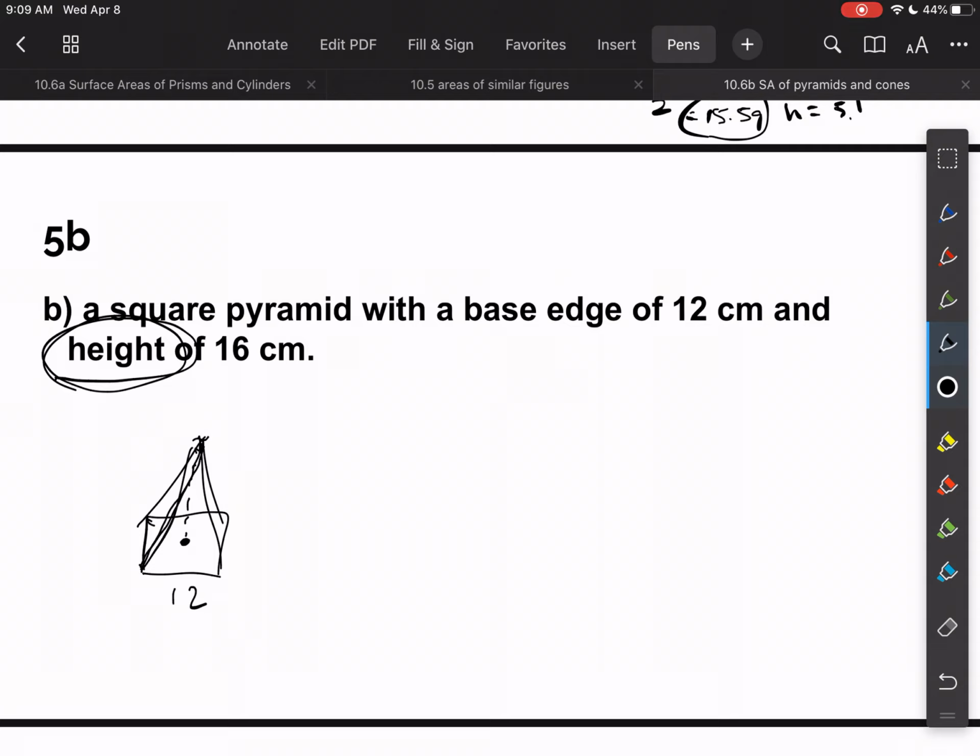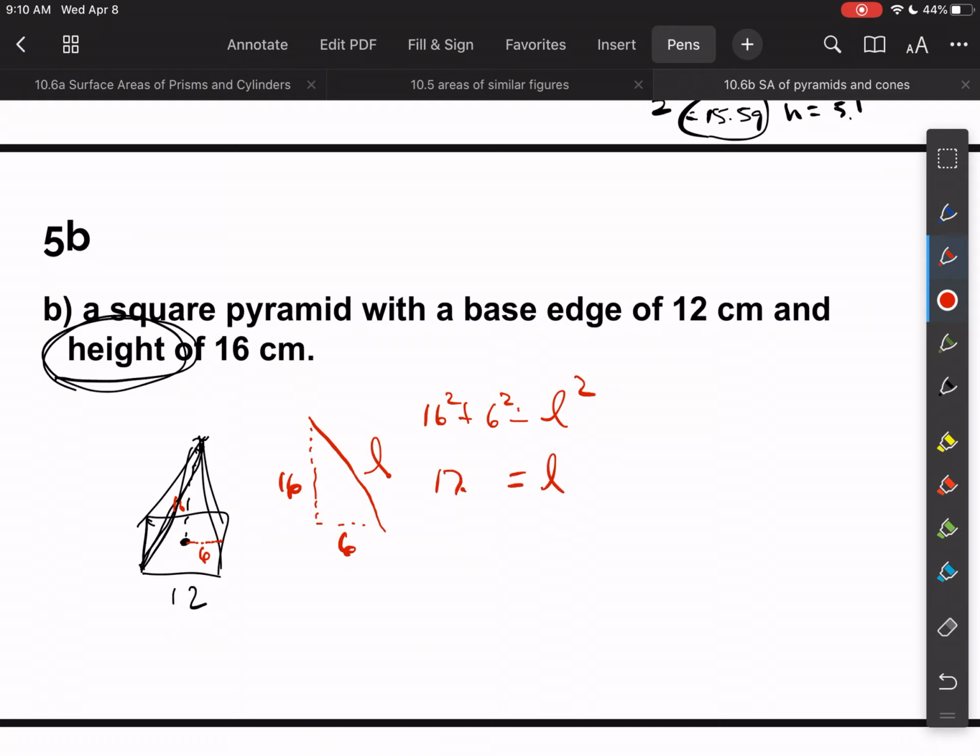In order to find that slant height, what I could do is I could kick out a right triangle to a base. I know that this distance is 6, and I know that this distance is 16, so I could create a picture of the slant height, the L here. This is 6, this is 16, so I would use the Pythagorean theorem. 16 squared plus 6 squared is equal to the slant height squared. When you run your math there, the slant height comes out to 17.09.